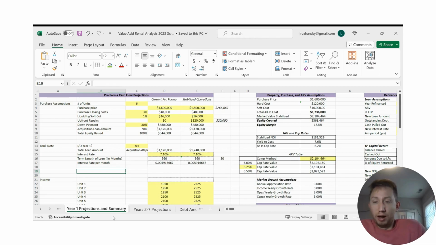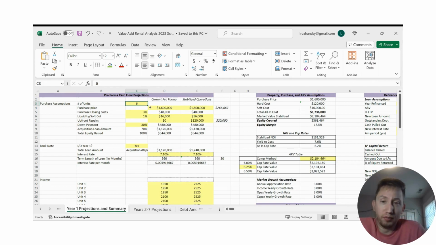So we go right into this year 1 projections and summary tab. Again, this is going to be the main tab where we're going to enter all of our assumptions. So let's start right from the top here, right? So this is our basic P&L. And real quick too, all cells colored in yellow are the only cells we really need to be editing. Everything else will kind of calculate itself.